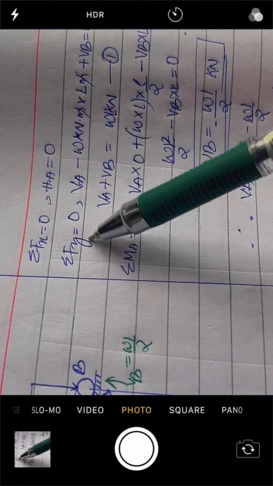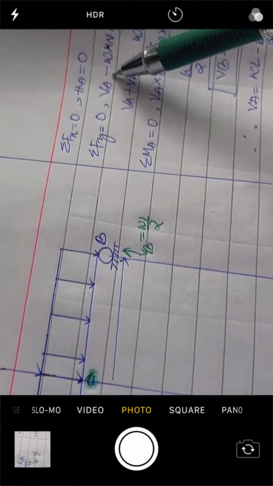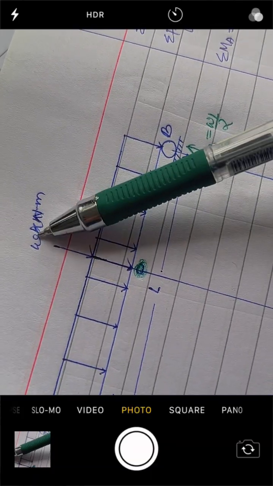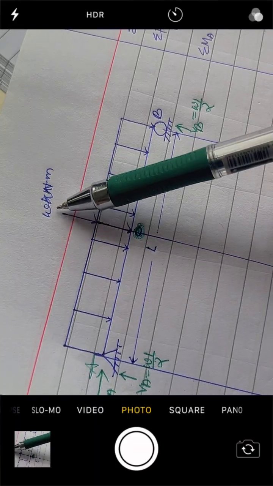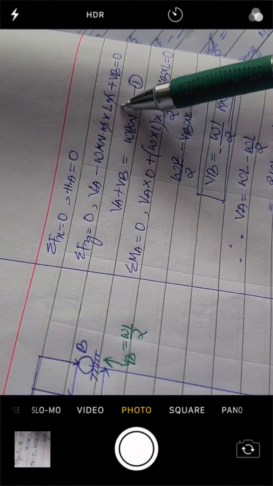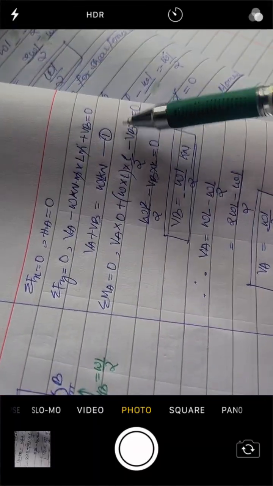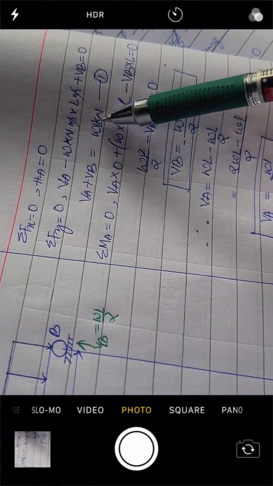Fx equals 0. Fy equals 0: VA minus W kilonewton per meter, I'll convert it into a point load, so for that, multiply with L, plus VB equals 0. So VA plus VB is equal to W into L kilonewton.